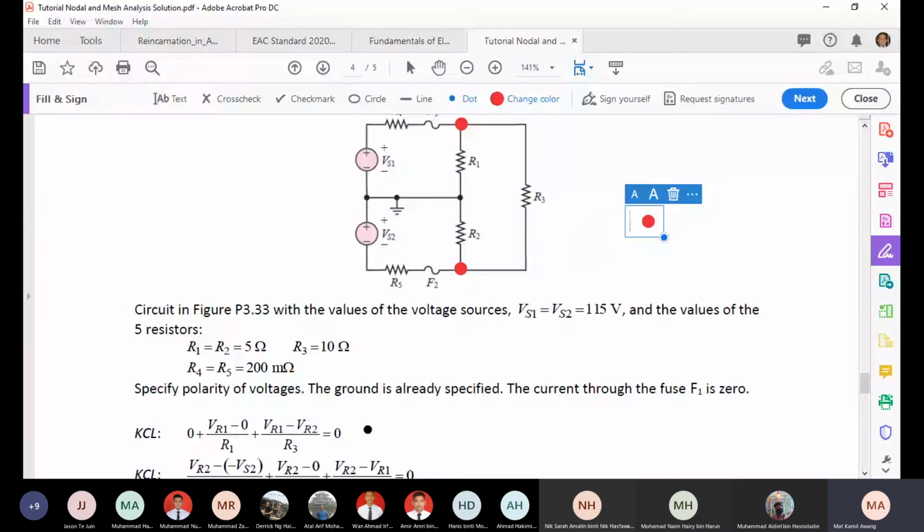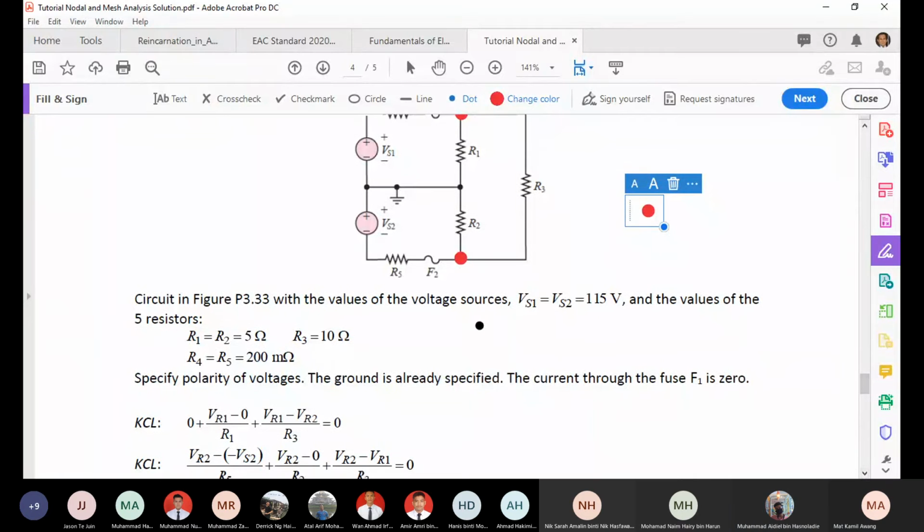The second equation is that we have VR2 minus VS2 divided by R5, plus VR2 minus the ground divided by R2, plus VR2 minus VR1 over R3. So we have 2 equations for node 1 and node 2.